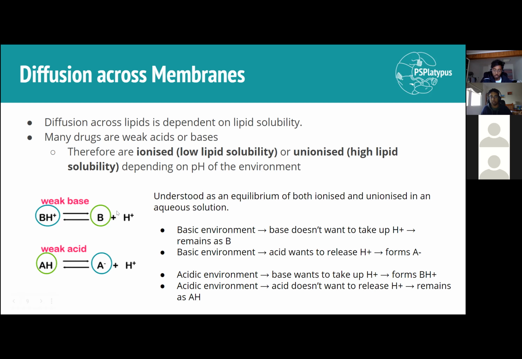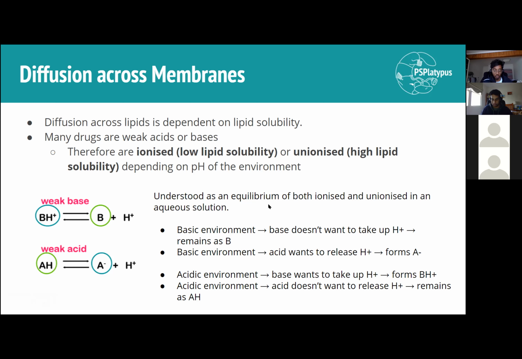So for example, in a basic environment, we can reason out that the base doesn't really want to take up more H plus since the environment's already basic. So it just remains as B. However, in a basic environment, the acid wants to release H plus to make it more acidic. So the AH is going to form A minus. So this would be an ionized form. So in a basic environment, the acid is going to be ionized, and so we'll have low lipid solubility.